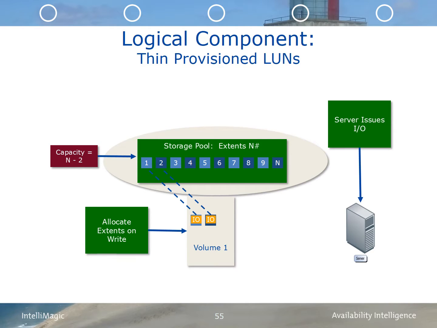All right, let's take a look at how thin provisioning volumes differ. When a host does writes to a volume, extents are allocated upon write. So the number of extents allocated to that volume for that host is equal to the number of extents that have been written to, in this case 2. And the capacity of the storage pool will be the total number of extents in the pool minus the number of extents that have actually been written to. So it's a much more efficient way to use the capacity within a storage pool on a storage controller.